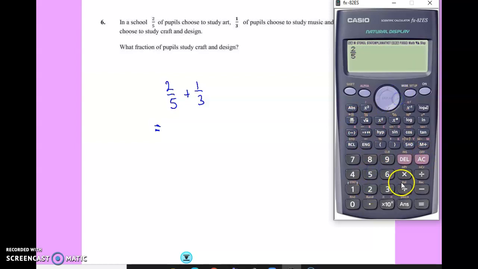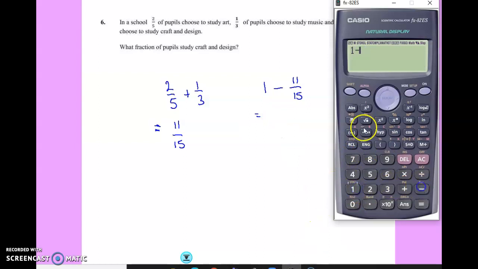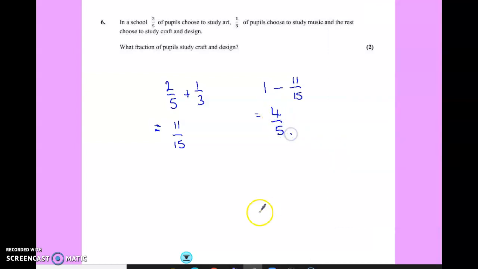So you can do 2/5 plus 1/3 on your calculator, which is 11/15. We then need to take our answer away from 1, because we're talking about all of the population. Again, you can use your calculator if you want. It would be quite a straightforward one even without a calculator. To get 4/15. So you get 2 marks, 1 mark for adding, 1 mark for subtracting.